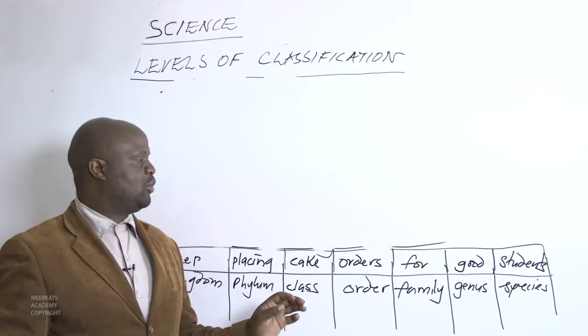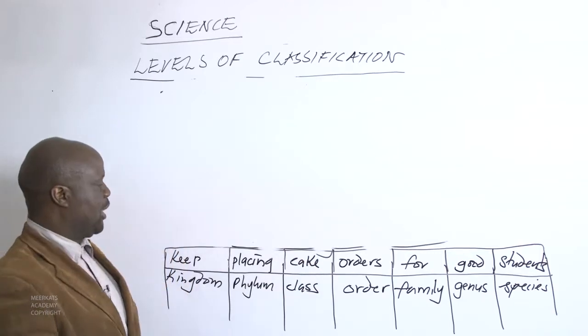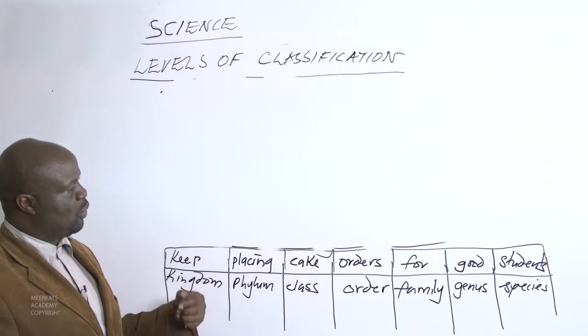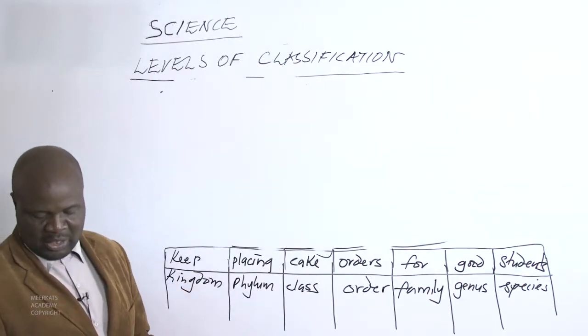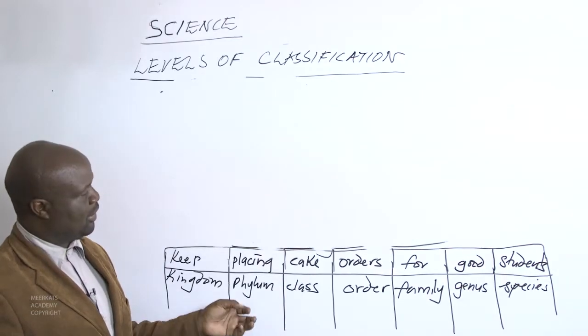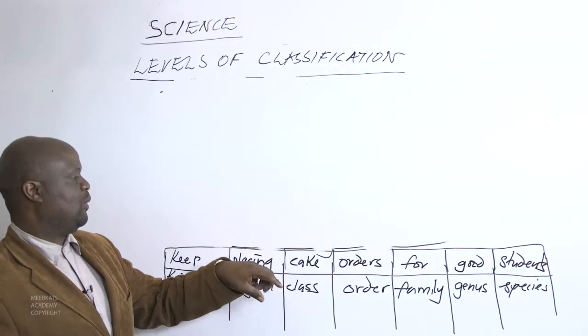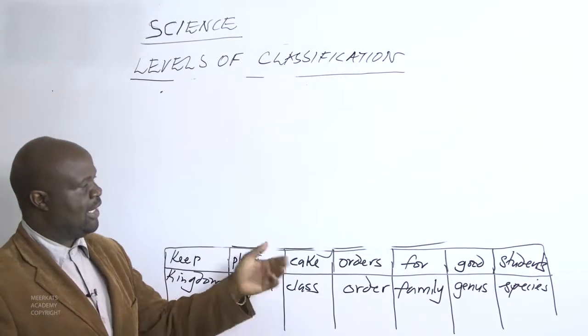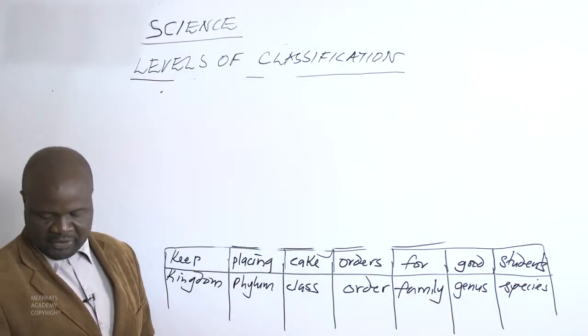We were trying to get a solution on how we can remember all these levels of classification, and that's why they came up with an idea of a mnemonic. A mnemonic is a way where you pick the first letters of the different levels, and you formulate a sentence, as we have it here.